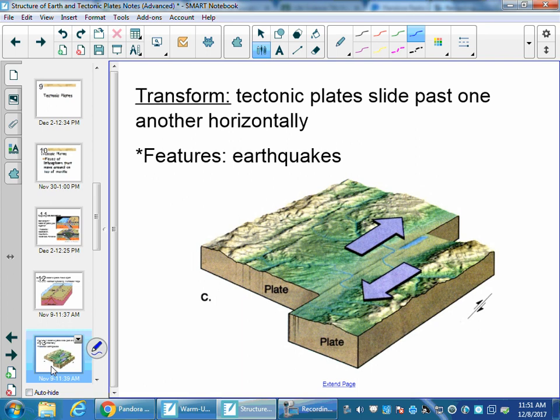The third type of plate boundary is called a transform plate boundary. This is where tectonic plates slide past each other horizontally, and this is where earthquakes commonly occur. They occur there because we have it shifting along a fault line, and this creates our earthquakes.